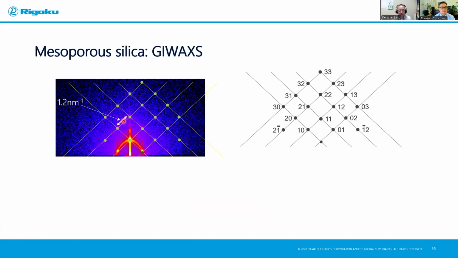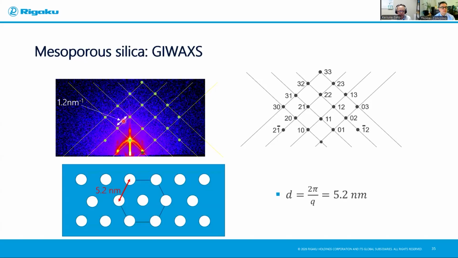If you calculate the distance between the spots, which was 1.2 nanometers inverse in the Q space, and from the same equation, this distance corresponds to 5.2 nanometers. So this is the distance between the mesoporous silica in real space.